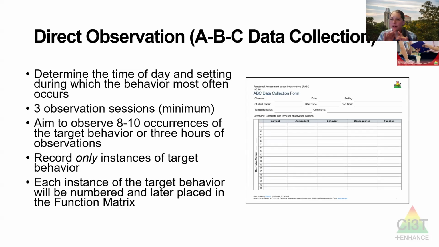Sometimes you're in classrooms and you write down everything that's happening. Here, you're just eagle eyes looking for that behavior that we're focusing on. So if you're focusing on profanity, you're only taking data when that student swears. You are not taking data when they're out of their seat or off task or calling their friend a name. We're just looking at profanity. And then the last one is every instance is going to get put on our function matrix. So that's why we do each one separately.